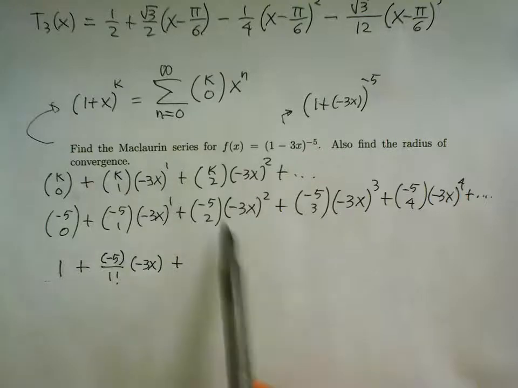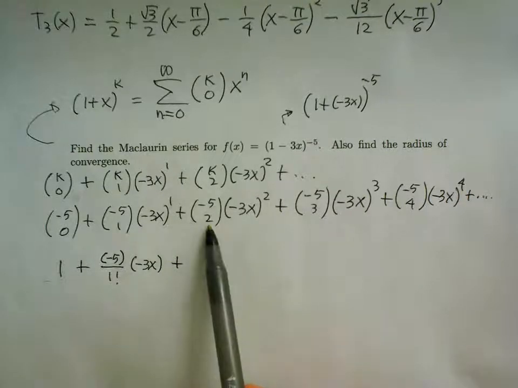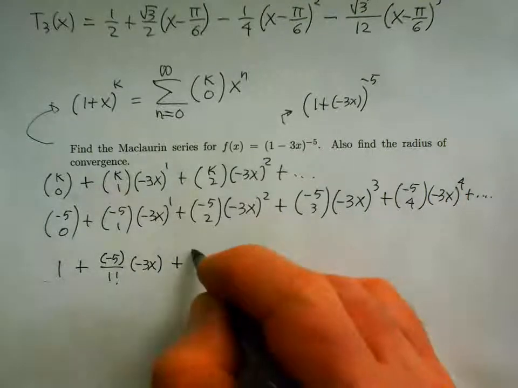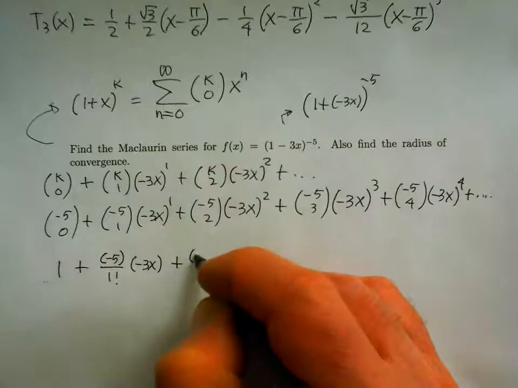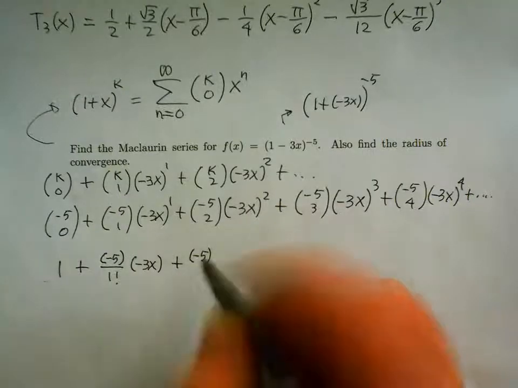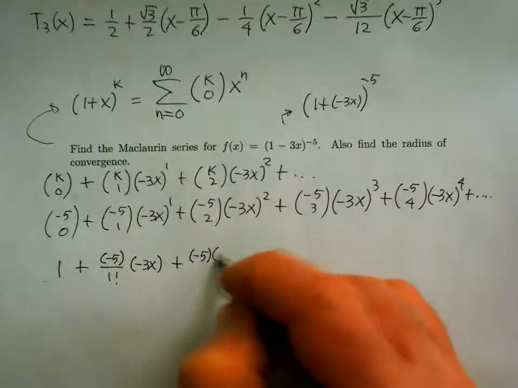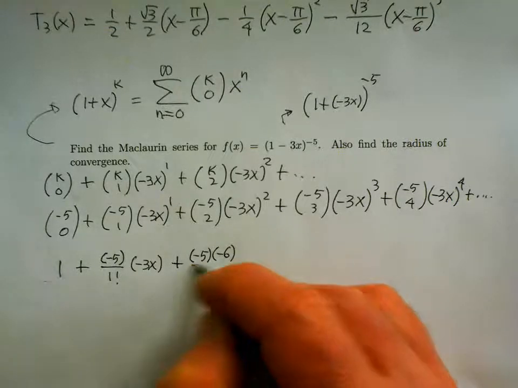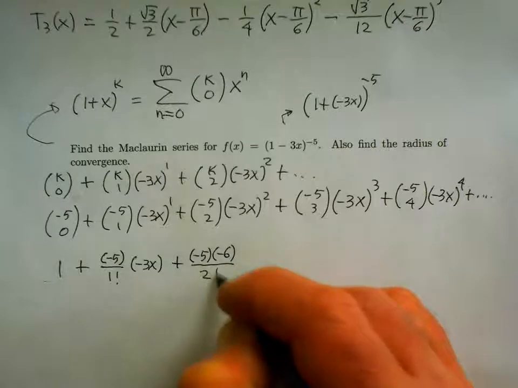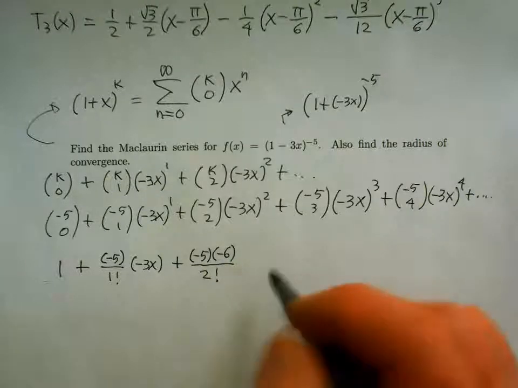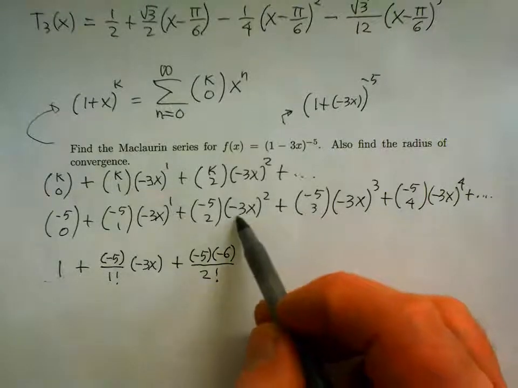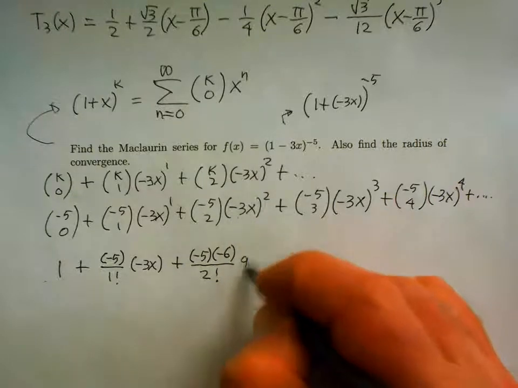And the next term, negative 5 choose 2. So it's negative 5. Then the next number should be negative 5 minus 1, which is negative 6. And then divide by 2 factorial. And the term negative 3x to the second is 9x to the second.